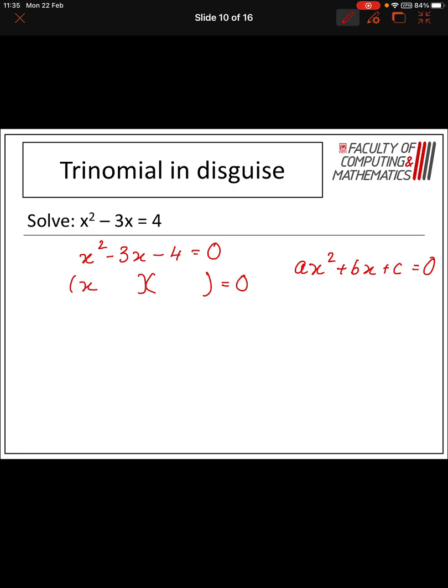Right, so x squared will give me x and x. My factors of 4 are 1 and 4 and 2 and 2. No matter how hard I try, I'm never going to get 3 from 2 and 2. So it must be 4 and 1. And as I said, if the middle term is negative, the bigger factor is negative. Split them off. And balance the equation.